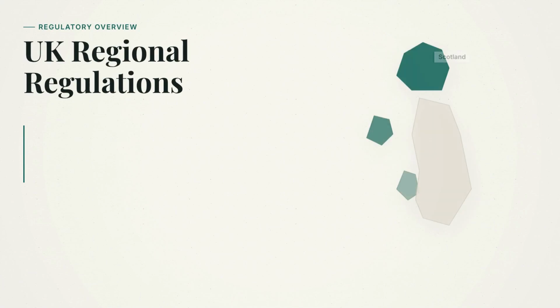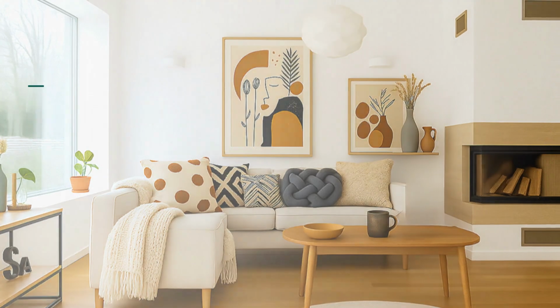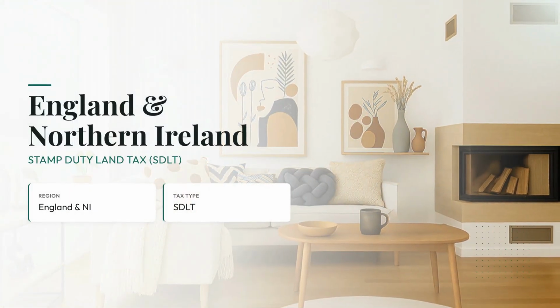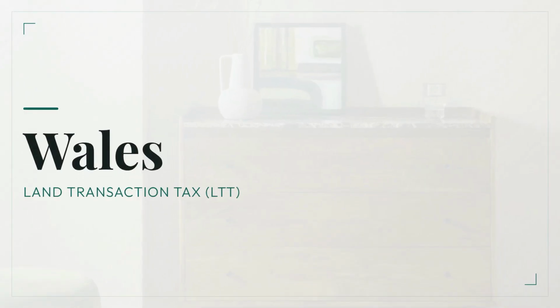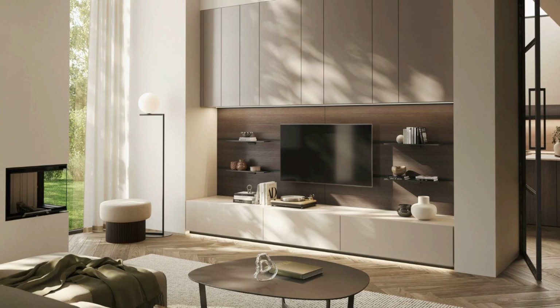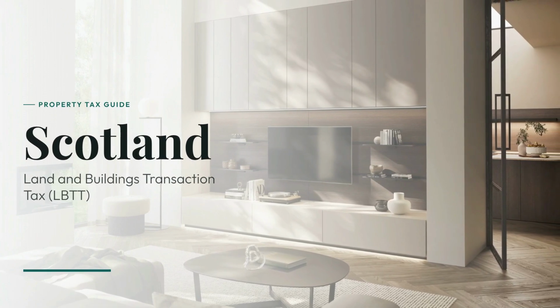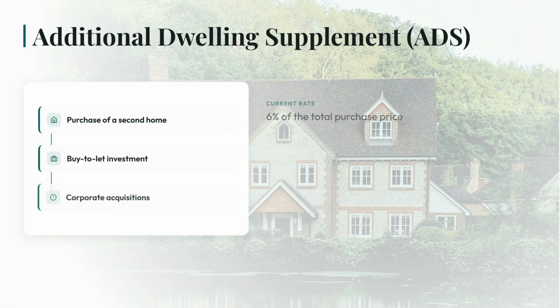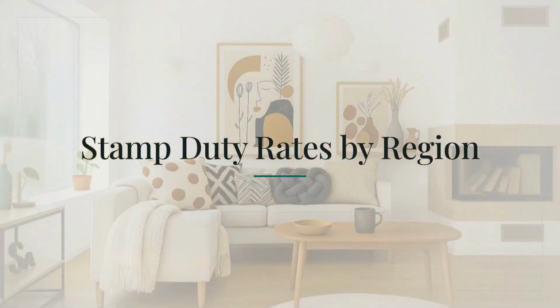Different regions in the UK have varying stamp duty regulations. For example, England and Northern Ireland: the stamp duty land tax, SDLT, rules apply here. Wales: this region follows the land transaction tax, LTT. Scotland: here the land and buildings transaction tax, LBTT, is in place, which may introduce the additional dwelling supplement, ADS, in certain scenarios.